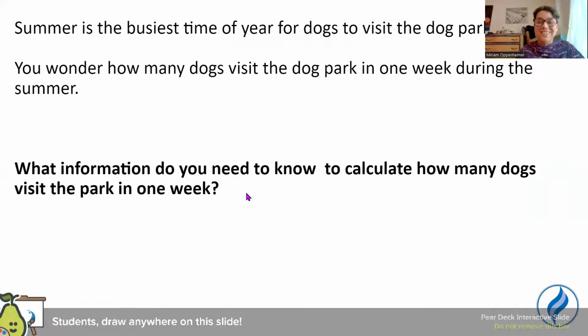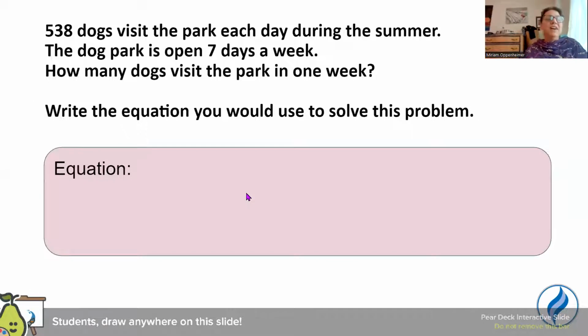Wow, good question. 538 dogs visit the park each day during the summer. The dog park is open 7 days a week, every day. How many dogs visit the park in 1 week? Write the equation you would use to solve this problem.